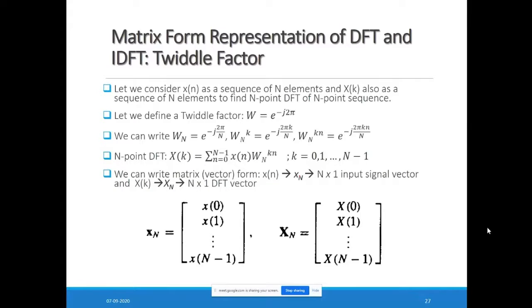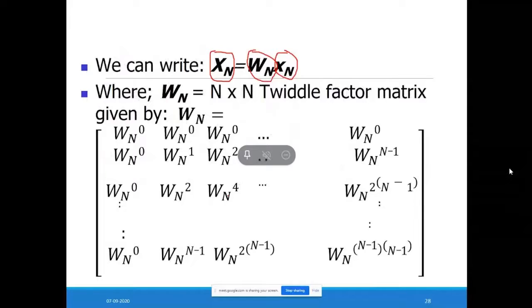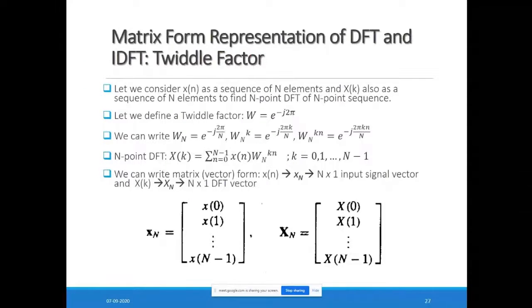The size of that vector is n cross 1, which means it represents a column vector. Similarly, when we write capital X of n here, it is the DFT of the signal, which is again n cross 1. The DFT, or output signal vector, is again an n cross 1 column vector.